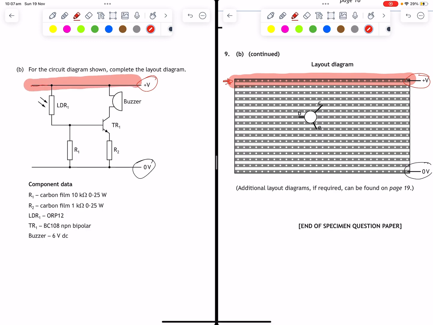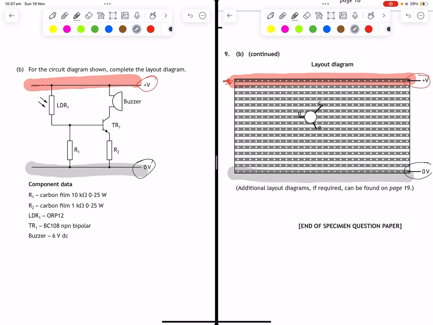Then I'll go for, normally I'd go black, I'll go grey, just to make it easy to understand. And that bottom line there is your ground supply. That's your first thing to understand.